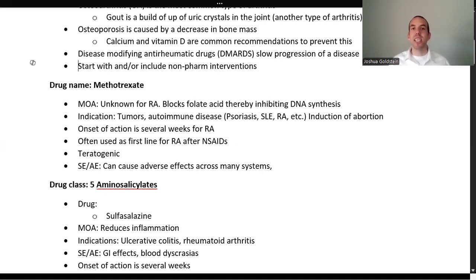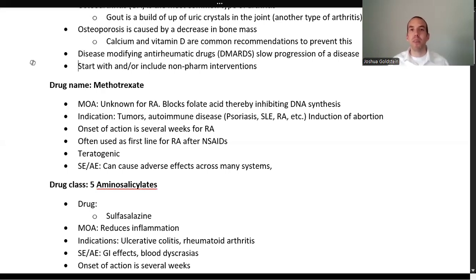Osteoporosis is a disease caused by a decrease in bone mass. Most responsible for this is a decrease in calcium in the bones. Calcium and vitamin D are almost universal recommendations to both prevent and treat osteoporosis.